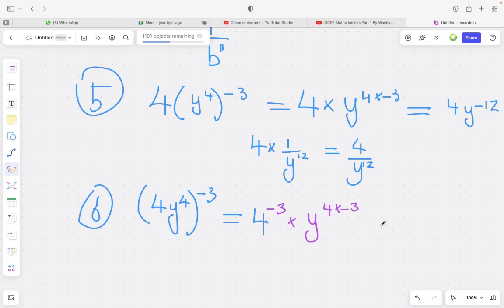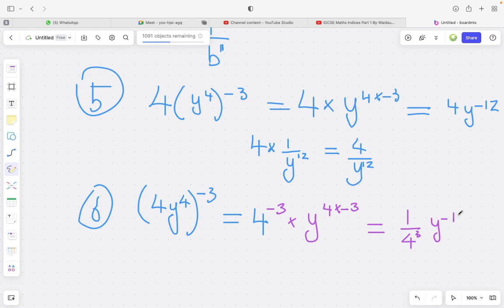This one will be, for 4 to the power of -3, you can simply say 1 all over 4 to the power of 3, because it's raised to power -3, right? And then we already simplified this one before. We say this is same as y to the power of -12, right?